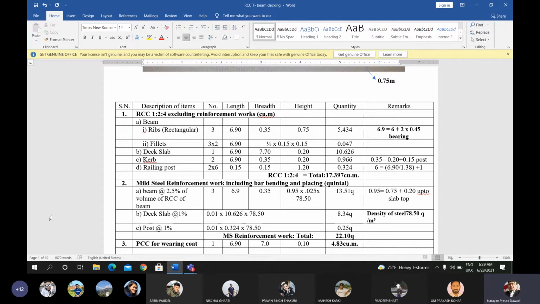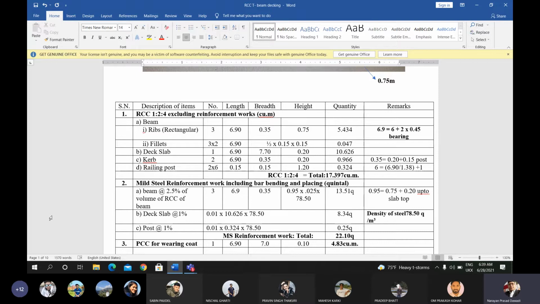1% is converted into decimal, 0.01, into the volume of the deck slab calculated in the RCC, that is 10.626, volume of the slab, into density of steel 78.50. You will get the value of 8.34 quintal of steel reinforcement bar for the slab portion. Okay.